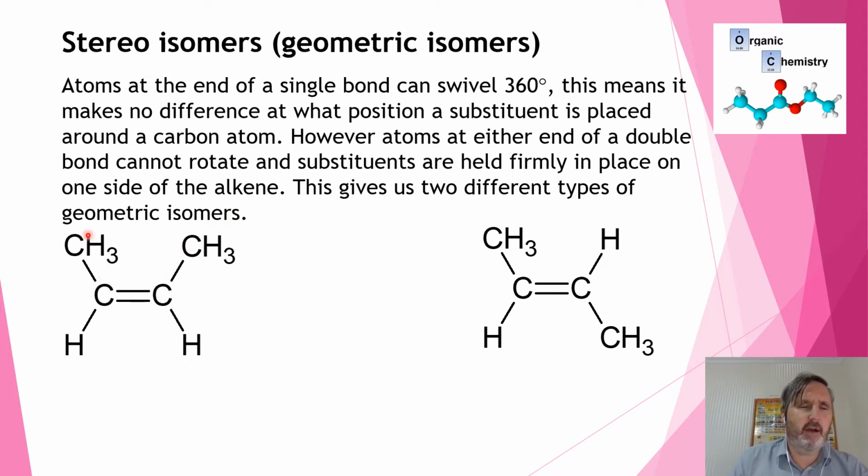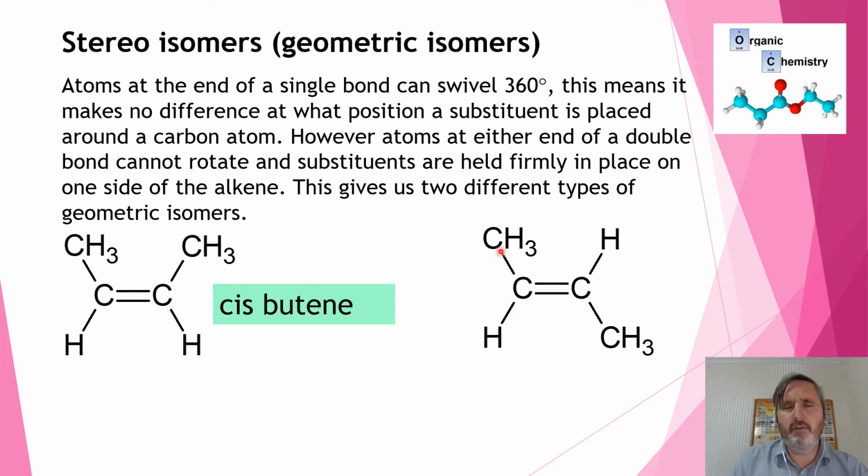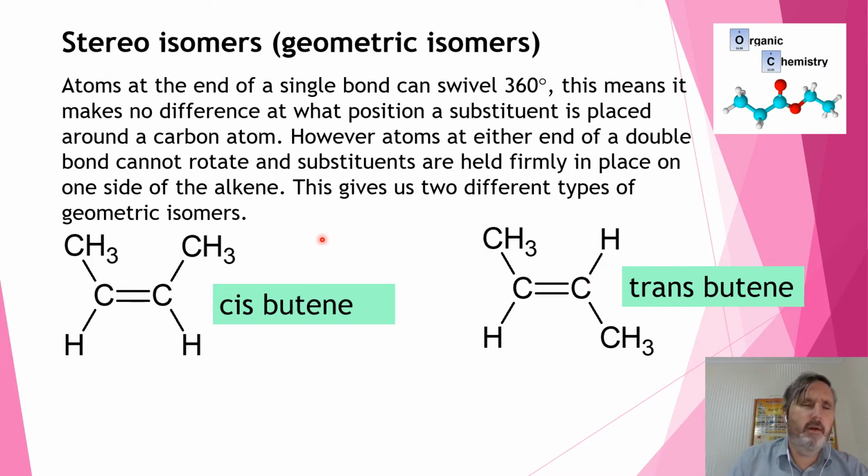Because these 2 are stuck on the same side, this is called cis-butene. This is a cis isomer. Because these 2 are stuck on a different side, it's called a trans-butene. So butene here has 2 geometric isomers. The carbons are all in a line, but because of the double bond, this line is stuck kind of in a C or a curve, and this is just in a straight line. Now, this can be really important to the physical properties of these molecules.